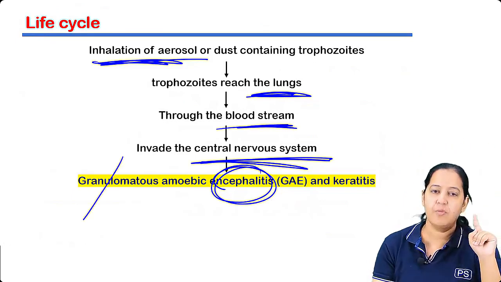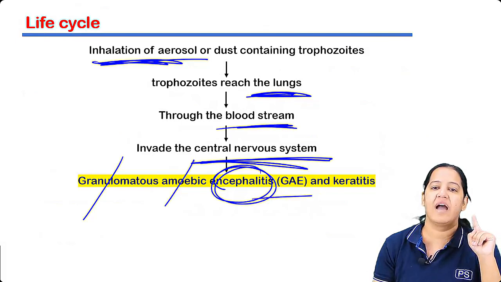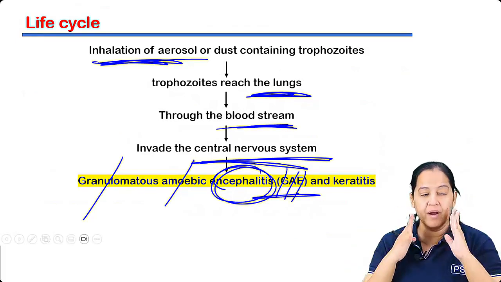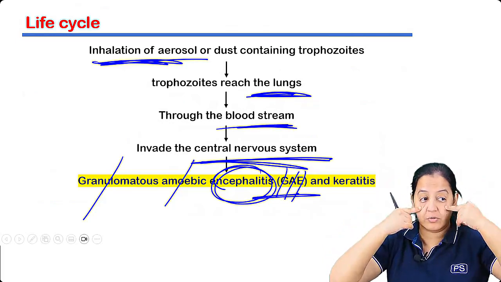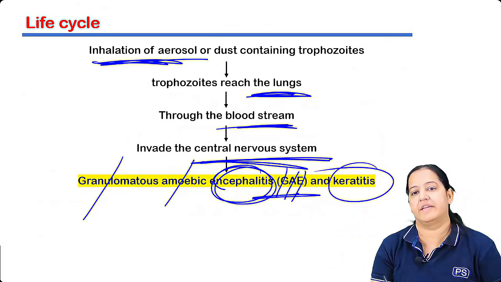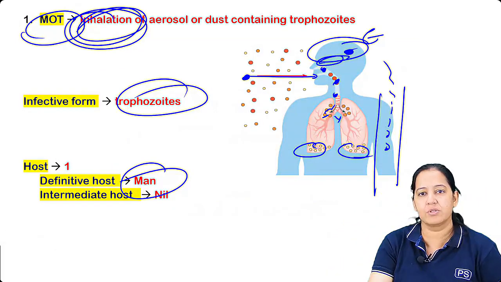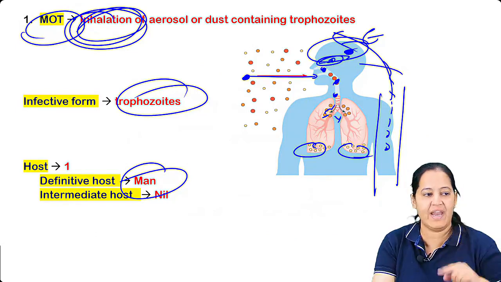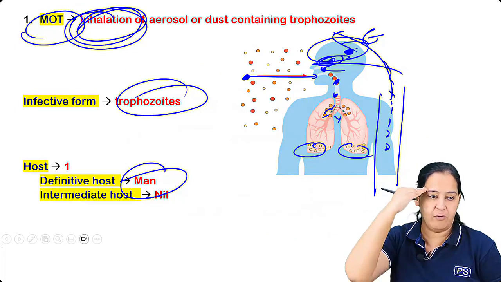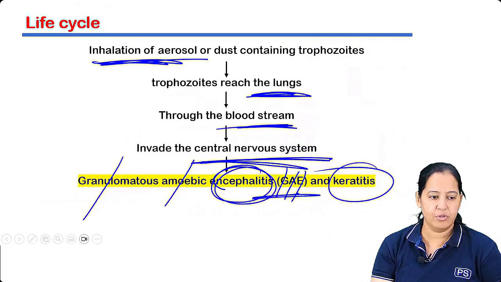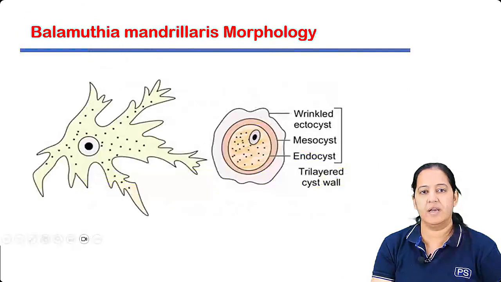It is known as granulomatous amoebic encephalitis, GAE. You can learn it. From the blood, it is going to the brain and also the eyes. In the eyes, it causes keratitis. So brain and eye both are involved. Okay, got it? So that is a thing.